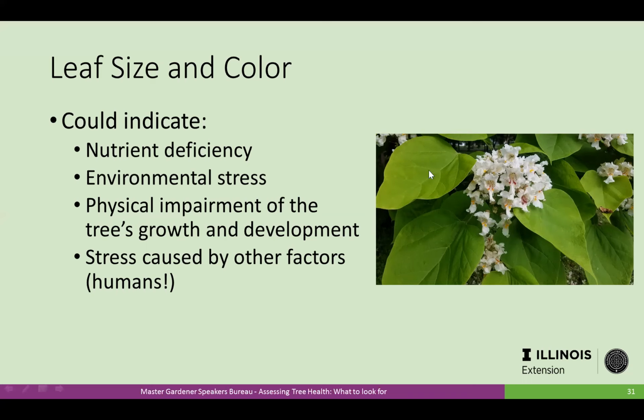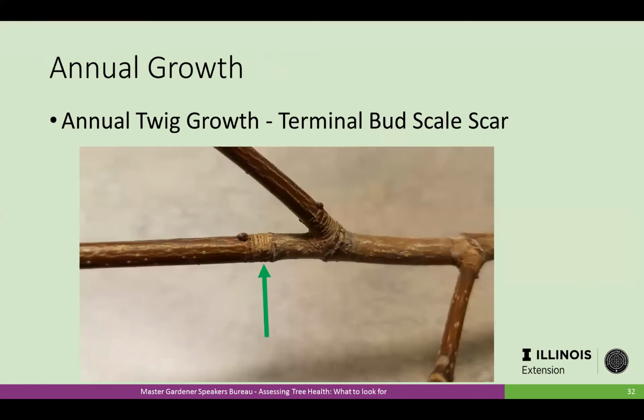For instance, this is a catalpa tree, and its leaf is naturally yellow, so you can't always assume that that chlorosis is a sign of something wrong. Ginkgo trees also tend to be a little bit on the yellow side.